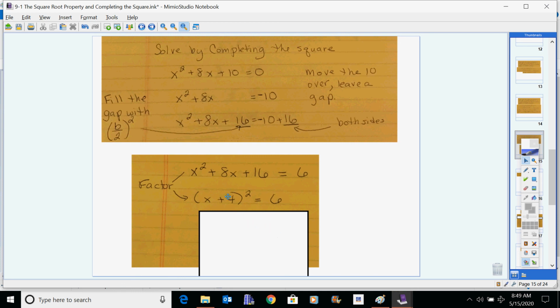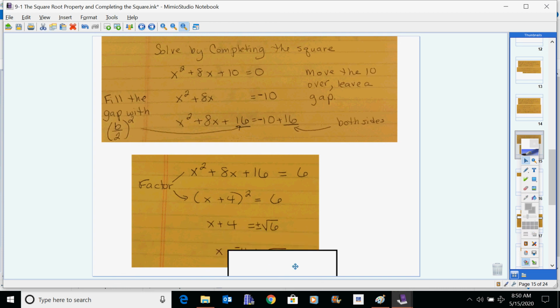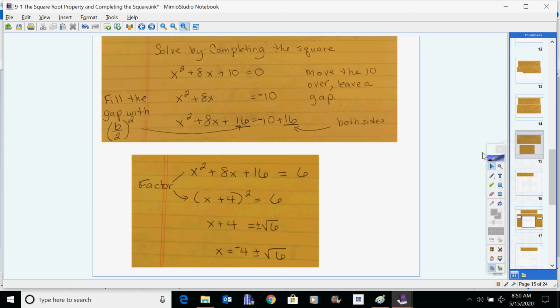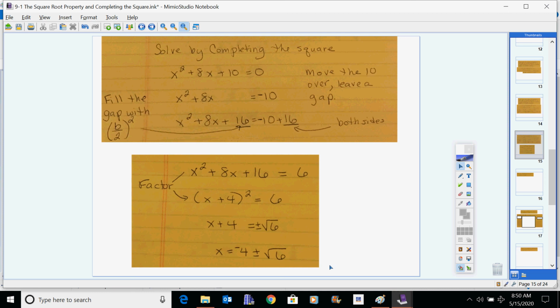Now we use that property that we just said. We need to square root both sides, but realize there's a positive and a negative version. So x plus 4 equals positive or negative square root of 6. And then subtract 4 from both sides. So your answers are x equals negative 4 plus square root 6 and x equals negative 4 minus square root 6. Now, since it can't simplify, that means that we leave it alone like this.